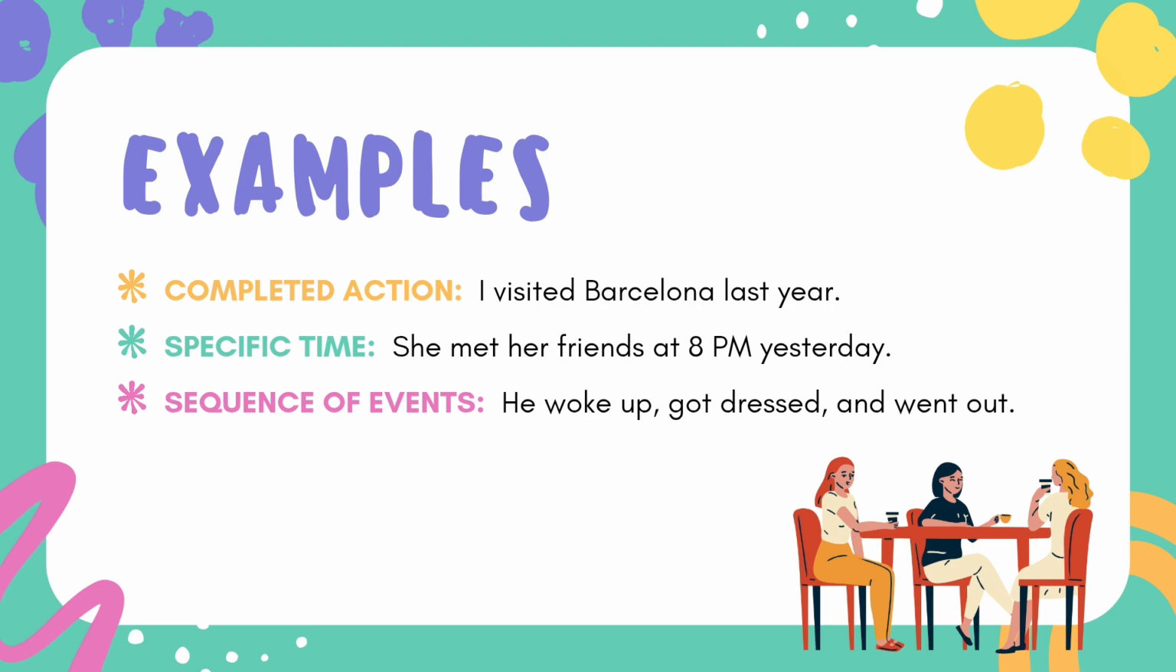Examples: completed action. I visited Barcelona last year. Specific time. She met her friends at 8 p.m. yesterday. Sequence of events. He woke up, got dressed, and went out.